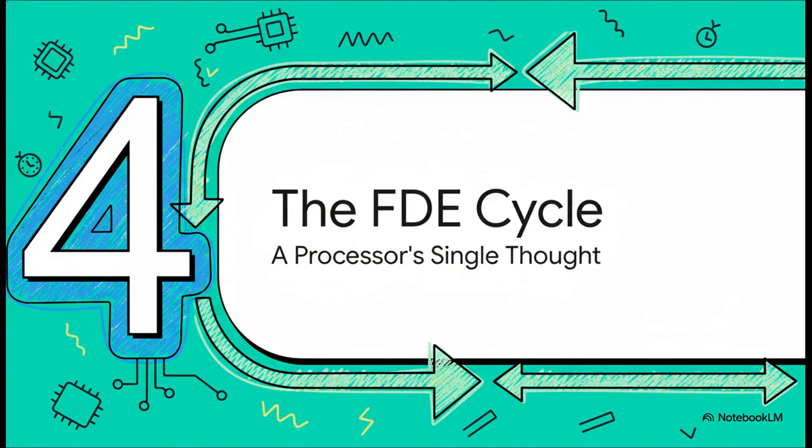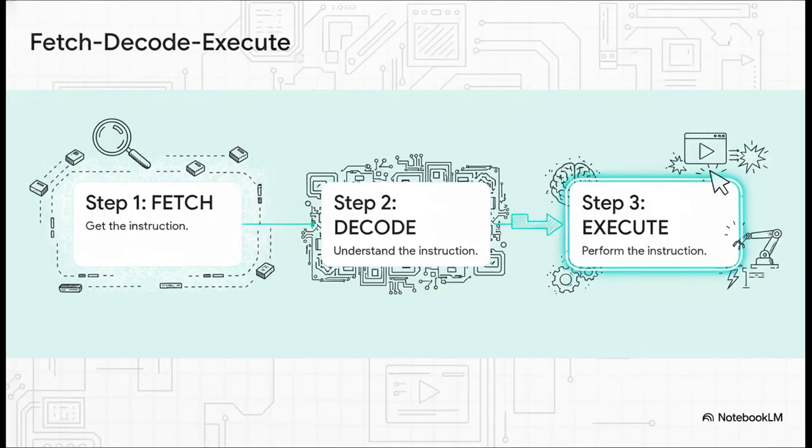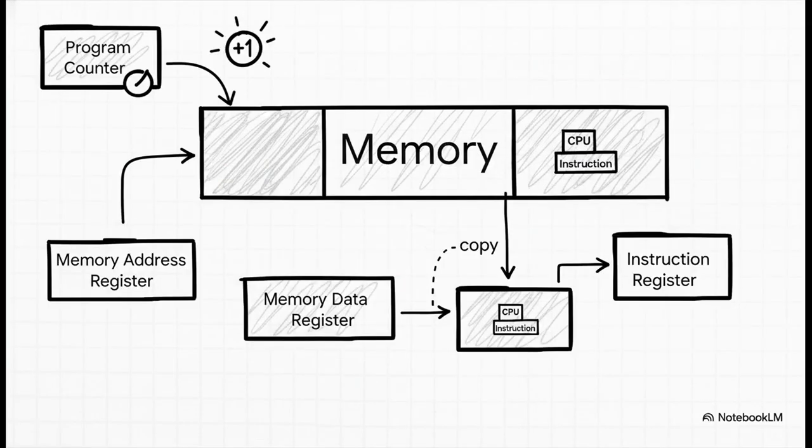All right, we know the anatomy now, so let's put it all together. Let's actually watch the CPU have a single thought. This all happens through a constant, never-ending loop called the Fetch-Decode-Execute Cycle. This little three-step dance, fetch, decode, execute, this is literally the heartbeat of the processor. I mean, everything your computer does, whether it's moving your mouse or rendering a blockbuster movie, is just this one cycle repeated billions and billions of times. So first up, fetch.